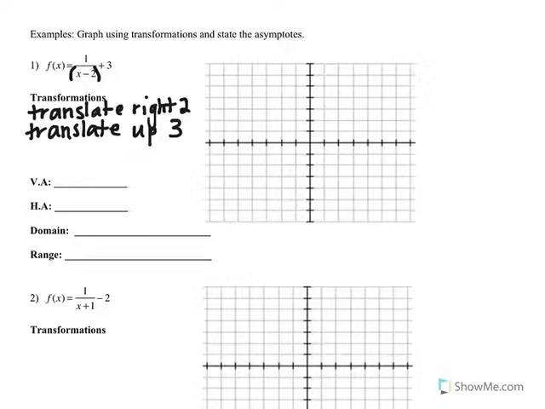Okay, so we have a vertical asymptote starting at 0. When we translate that to the right 2, that means your new vertical asymptote is going to go through 2 and be a dotted line. So that's the equation, x is equal to 2. And this is the vertical asymptote.